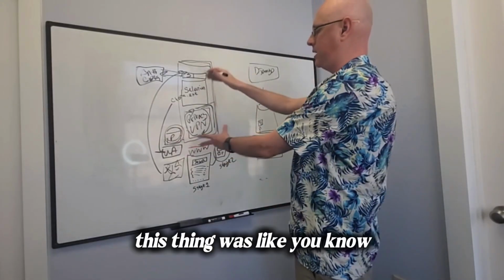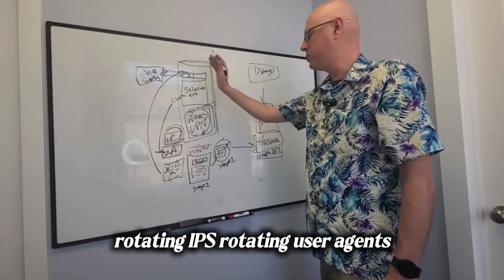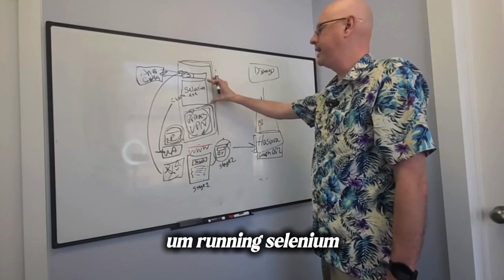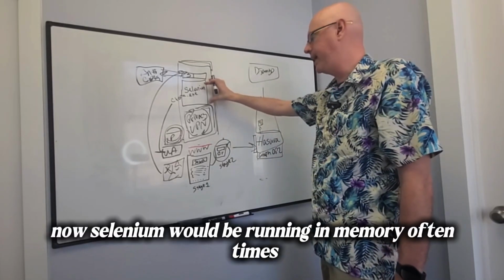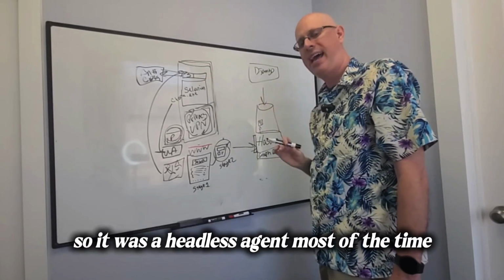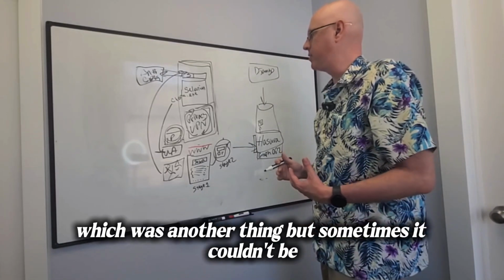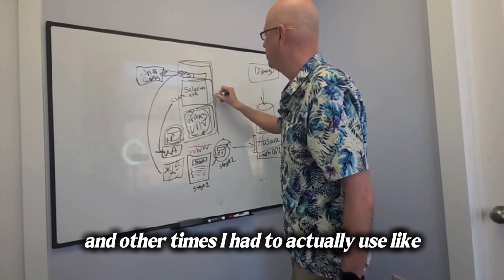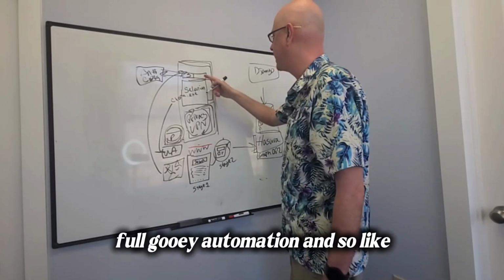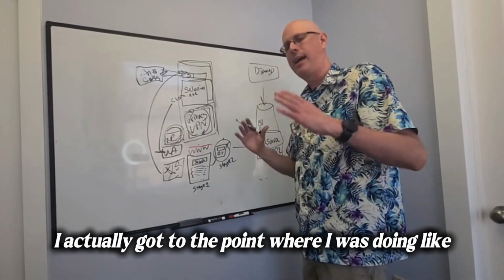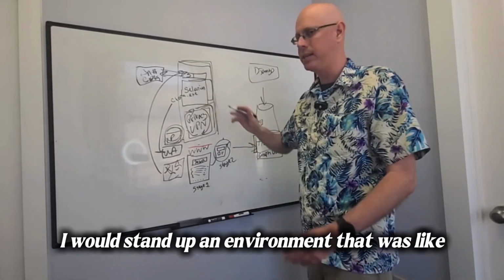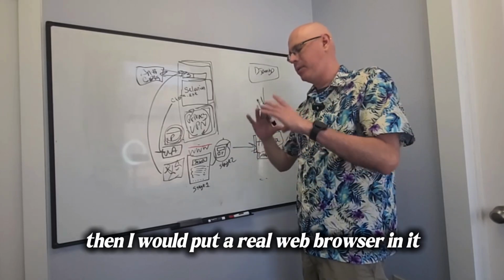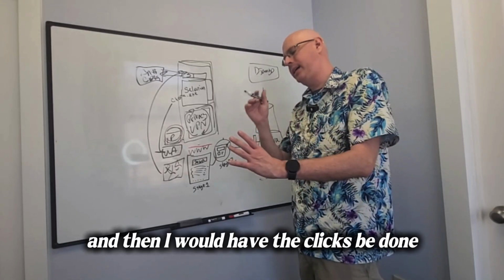This thing was rotating IPs, rotating user agents, beating CAPTCHAs, running Selenium. Selenium would be running in memory oftentimes, so it was a headless agent most of the time, but sometimes it couldn't be a headless agent, and other times I had to use full GUI automation. I got to the point where I would stand up a whole, real environment, and then put a real web browser in it.